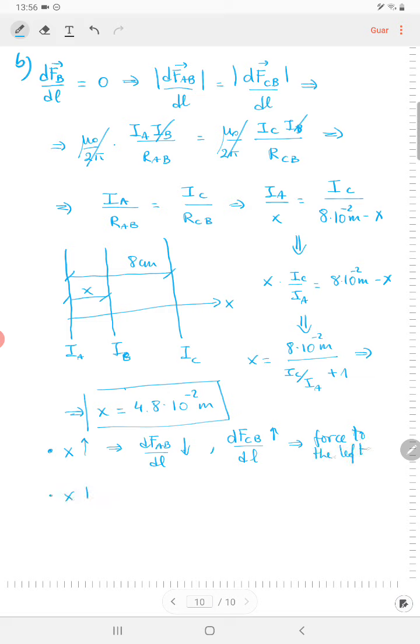If x decreases, then we have the opposite. The force provided by A will increase, while the one provided by C will decrease. So you would have a force to the left. So whenever you try to move, there's going to be a restoring force. So this means that the equilibrium is stable.